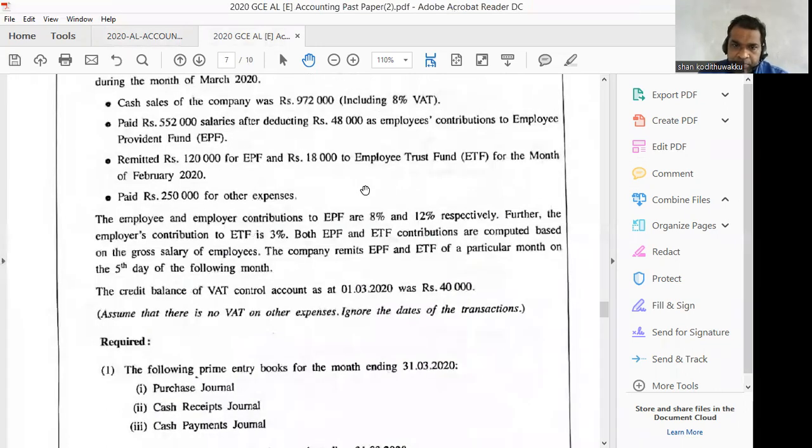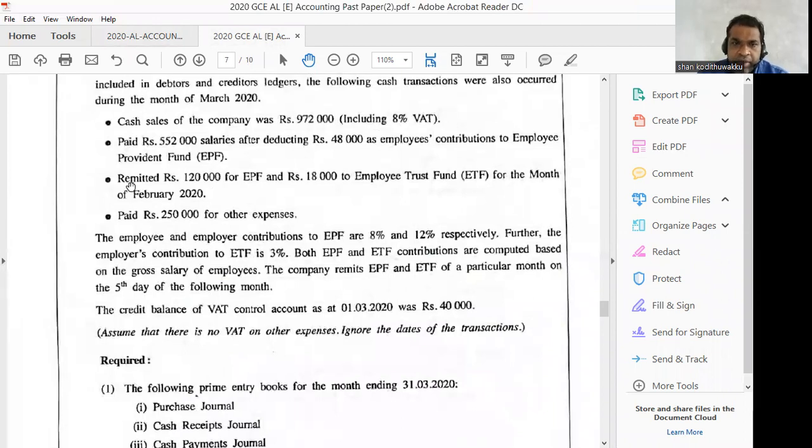Right. Then they have further mentioned that they remitted 120,000 for EPF and 18,000 to the employee trust fund for the month of February. Remitted means they have paid. Normally EPF and ETF we retain in the business and we remit in the following month to the central bank. Therefore, as they have mentioned, they have paid or remitted the previous month's EPF and ETF, which they retained in the business. So they have mentioned it for the month of February.